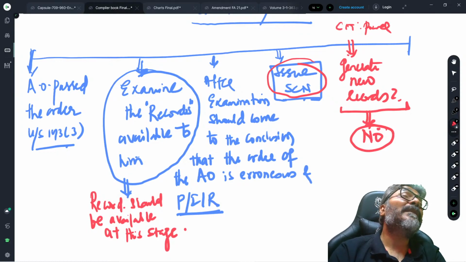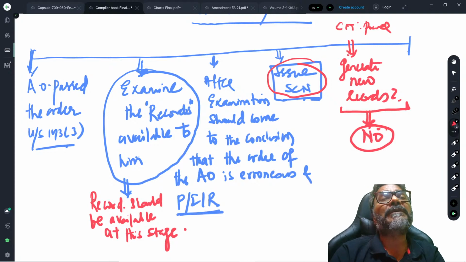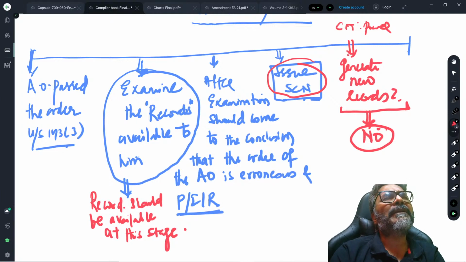In fact, on that particular record, if he wants to give a notice, because obviously he may not have examined everything that was available, he may have examined only a few things. So based on those few things, he can definitely give the notice. Is that clear to all of you? Based on those few things, he can definitely go ahead and give the notice. That is the point.